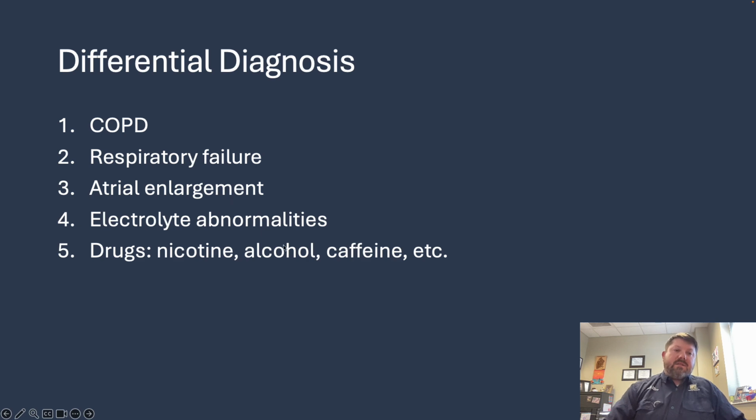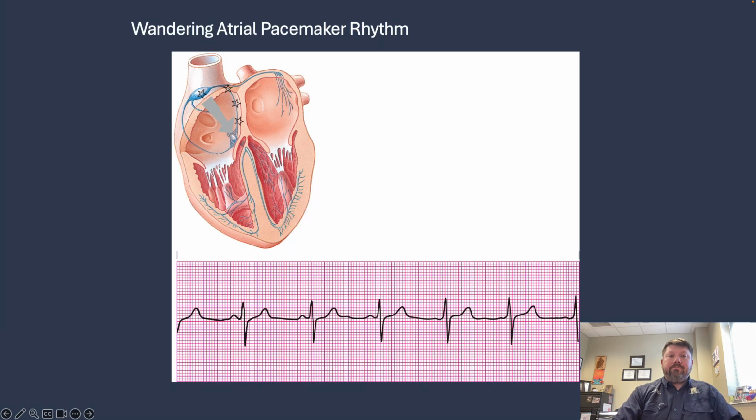So differential diagnosis: COPD, respiratory failure, atrial enlargement, electrolyte abnormalities, or other stimulants like nicotine, caffeine, alcohol. In this case, this is just an example showing you that the little stars here indicate certain sites of atrial ectopic pacemaking. If you look on the monitor strip here, you'll see that you've got different P waves. As a matter of fact, it's getting a little bit flatter as you go across. The circles here are highlighting those P waves.